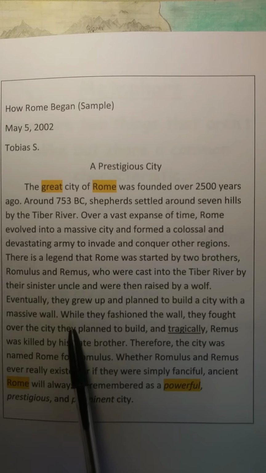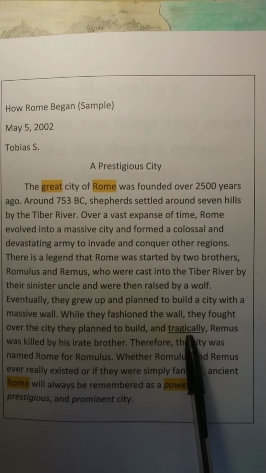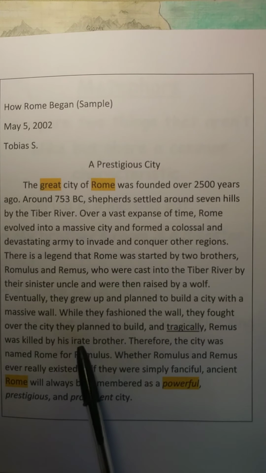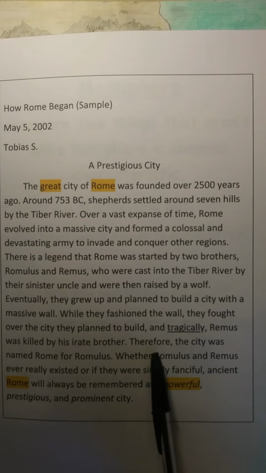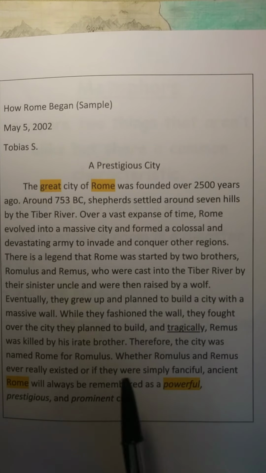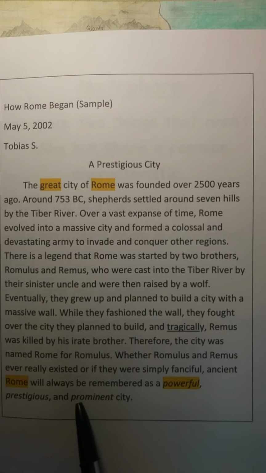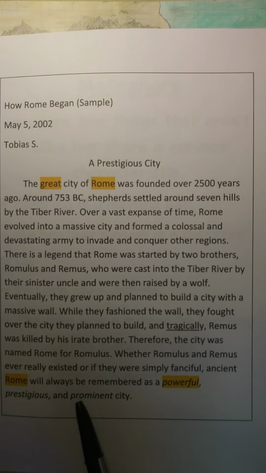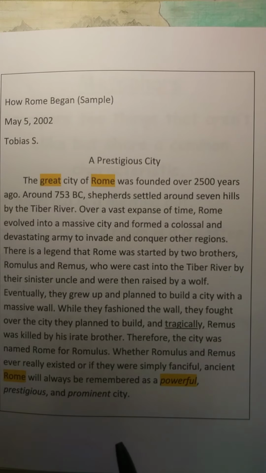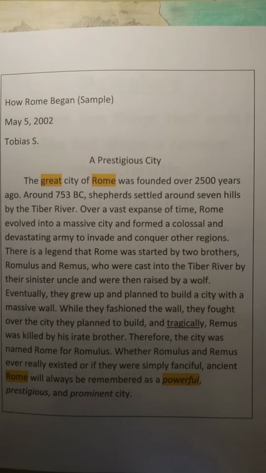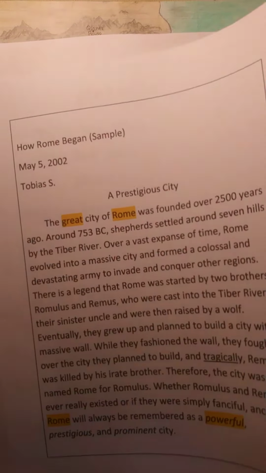All right, let's see. What else do we have? Tragically is the ly adverb. Irate is another strong adjective. What else? Oh, the last thing I want to make sure you see is the powerful, prestigious, and prominent city is the alliteration. Okay? So you may see some other things in here, but those are some things I wanted to point out to you. This is a good example of what your paper could look like. Of course, yours will be different. Everyone's will be unique, but that's an example.